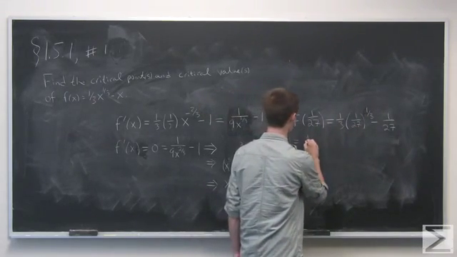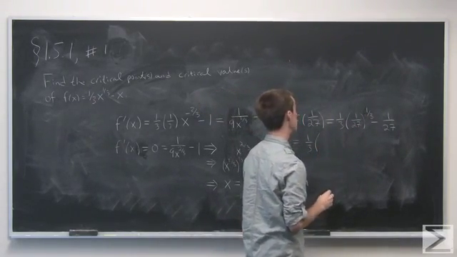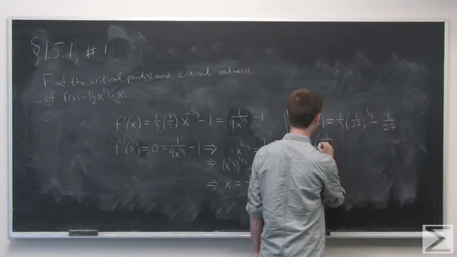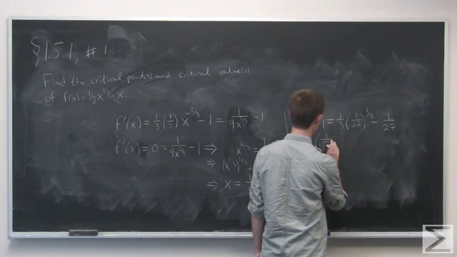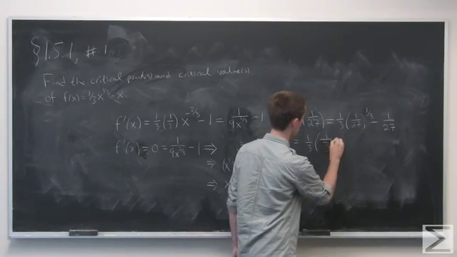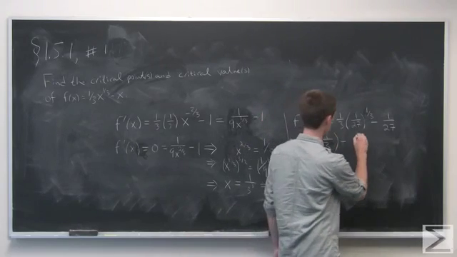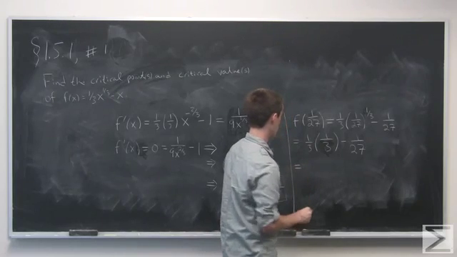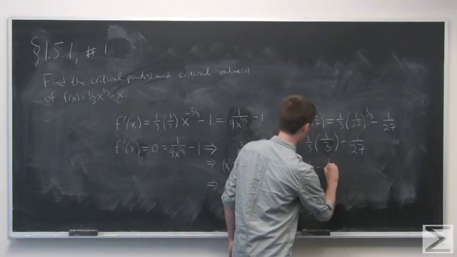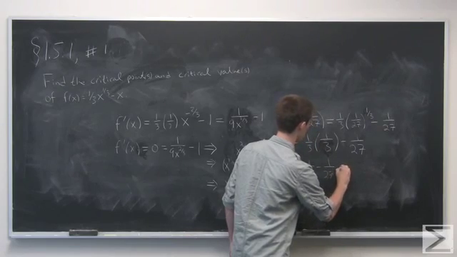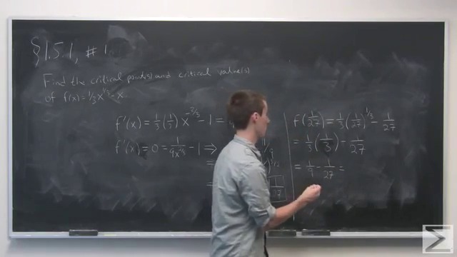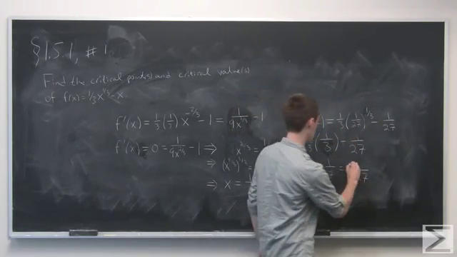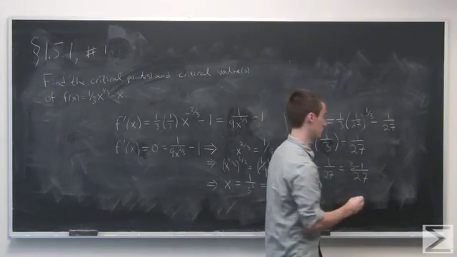This is equal to 1/3, and this will be 1/27 to the 1/3, the cube root of 27, which is just 3, minus 1/27. This will be 1/9 minus 1/27. We find a common denominator, 27. We end up with 3/27 minus 1/27, or 2/27.